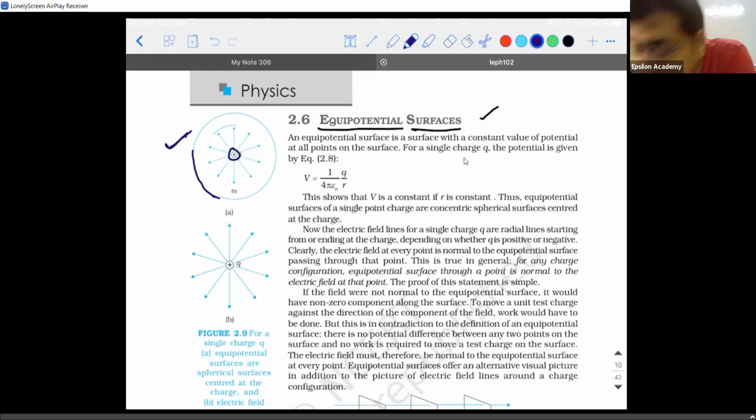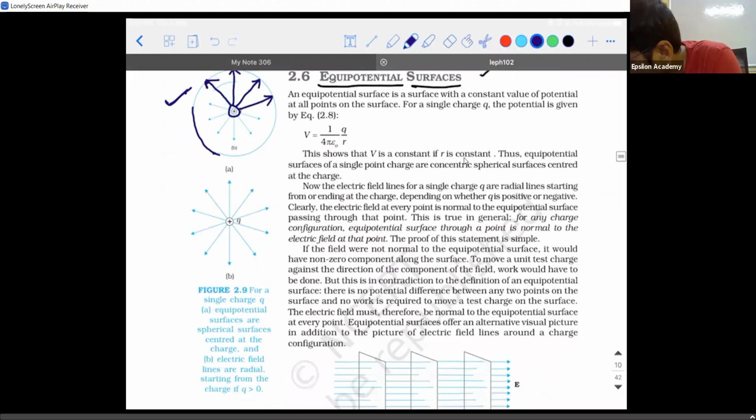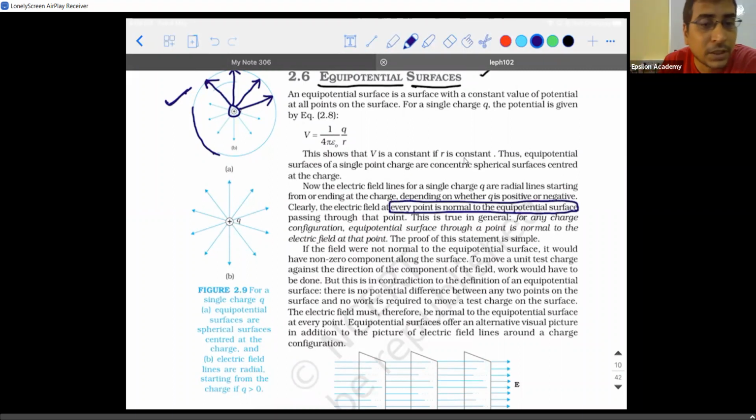Due to the positive charge, the electric field is away from it. So the charge is placed at the center. The electric field lines act like the radius of that equipotential surface. Are they not acting like the radius of the equipotential surface, whatever equipotential surface you draw in this scenario? From this case, we can understand one important point, that the electric field at every point is normal to the equipotential surface. Because we know that the radius is always perpendicular to the curve. If you draw a tangent at this point, the radius is always perpendicular to the tangent drawn at any point on the curve.